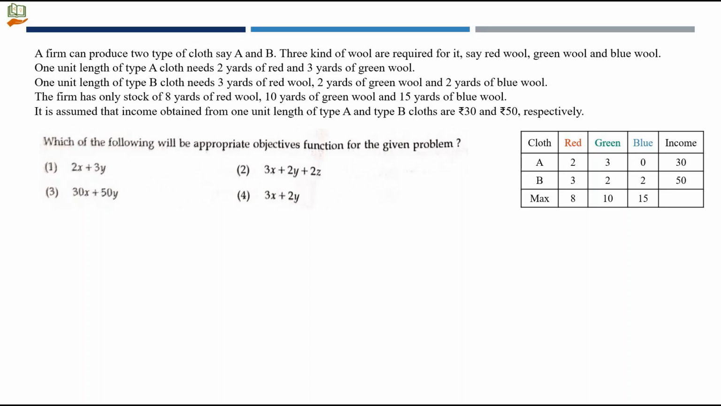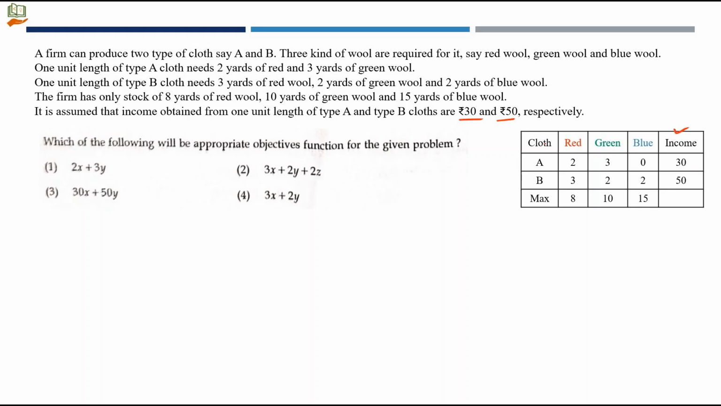What is the objective of any company? To create some kind of income and see some profits. Here, which is associated with profit? The money part. Here they have mentioned it as income obtained from type A and type B cloths. So in order to maximize the income, you have to work with the income column here.